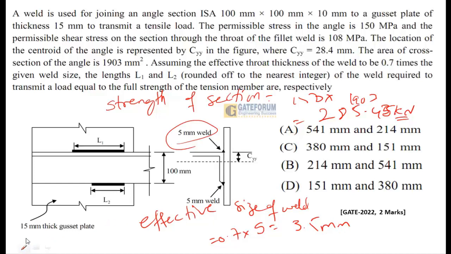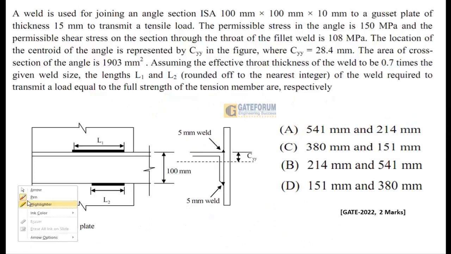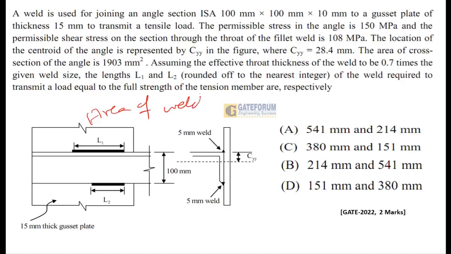Next, 3.5 mm is there. Now, what is the area of the weld required? We have a formula here: area of weld required is 285.450, that is the strength of the section, divided by 108. Area of weld required is 285.450 by 108, which is 2643.055 mm square.